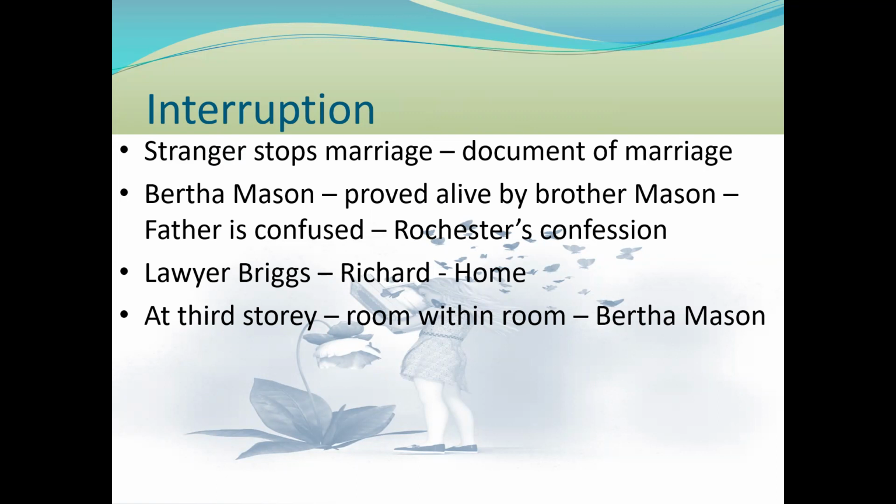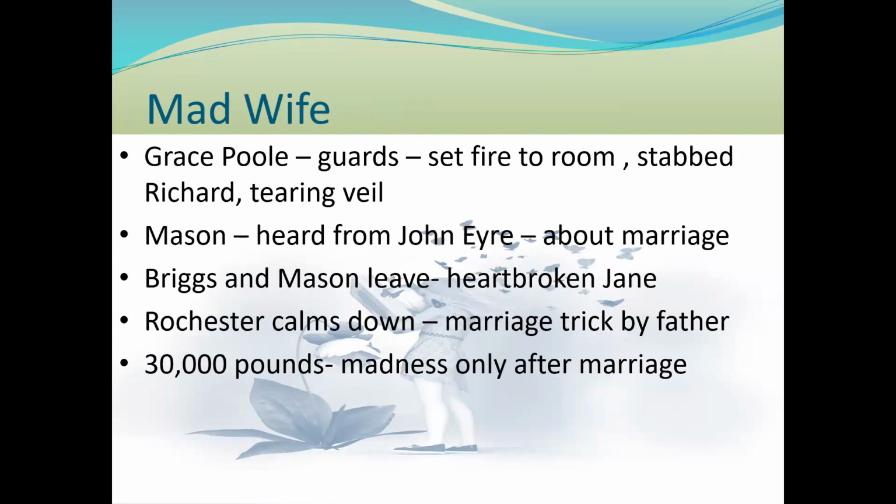He takes all of them to his home. On the third floor, in a room within a room, Bertha is locked up and she is looked after by Grace. Jane and others look at the extremely mad Bertha Mason. Rochester explains that Bertha has set fire to his room and she was the one who stabbed Richard Mason, and she also tore the wedding veil.